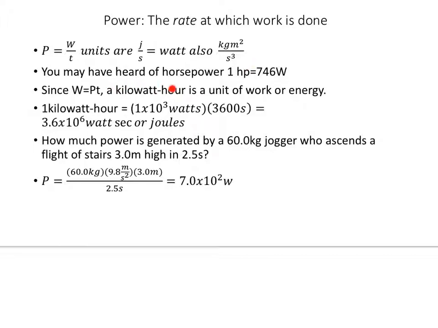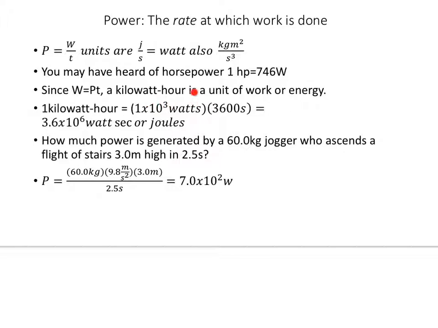You may have heard horsepower. 1 horsepower is equal to 746 watts. So they're both units of power. Now, if you take this equation here and you solve it for work, then work is equal to power times time. And by the way, I'm saying work, but this could also be energy. So work or energy is equal to power times time.